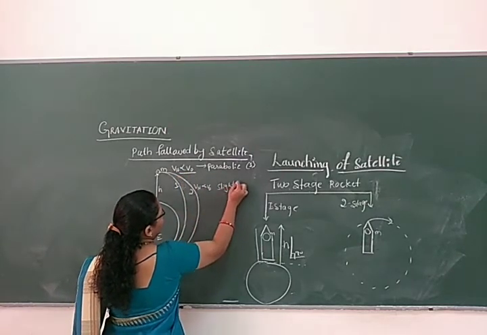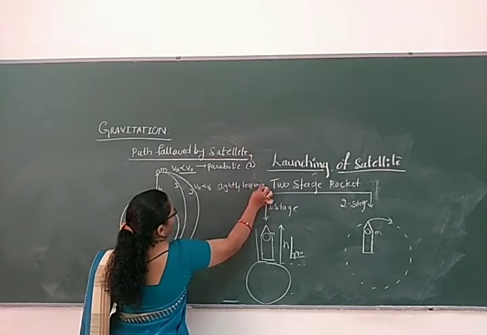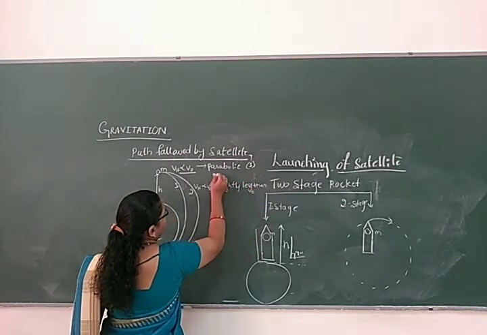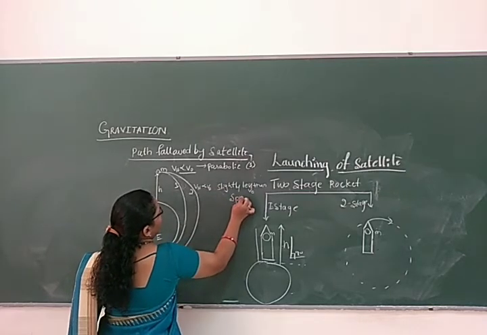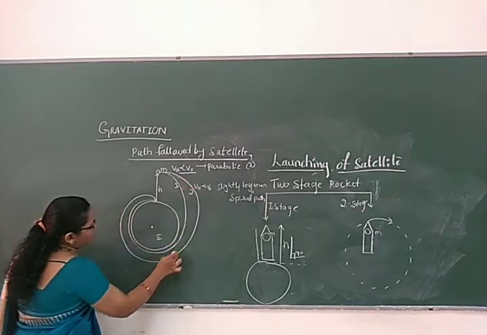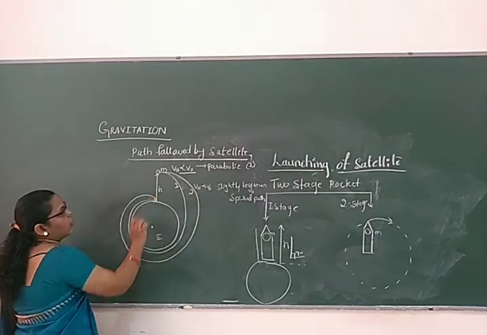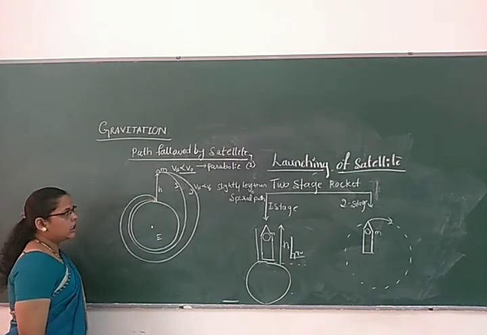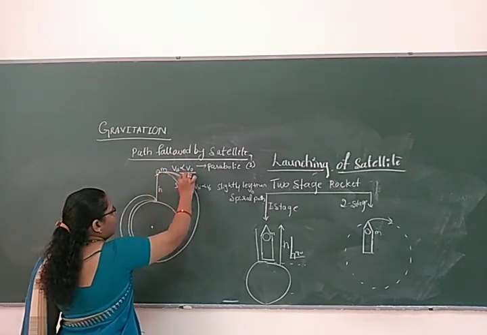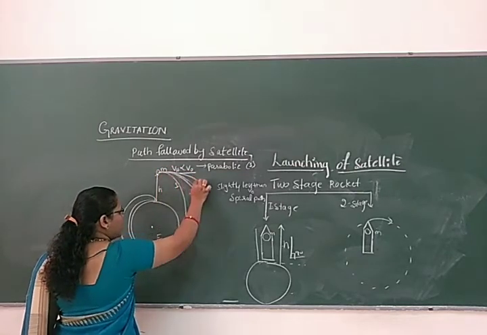Then what will happen? Slightly less than the orbital velocity, right? That is a spiral path. So again it will move towards the earth, it will start rotating, and it will not complete the orbit, it will fall down. Once again, the horizontal velocity.